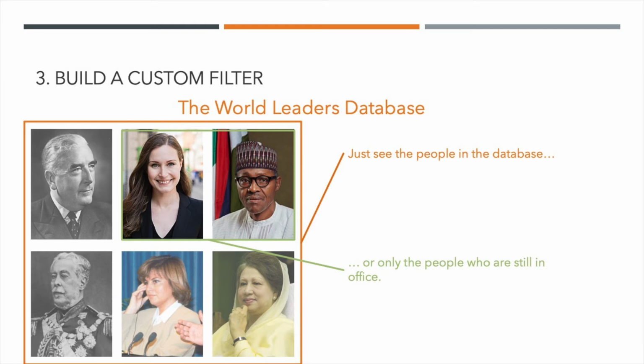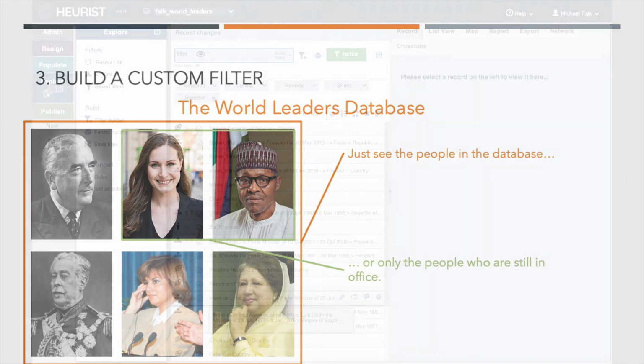For example, you may not want to just show all the people in the database. You may wish to just reveal the people who are still in office. If you wanted to do this, you would need to define a custom filter. Let's see how to do that now.